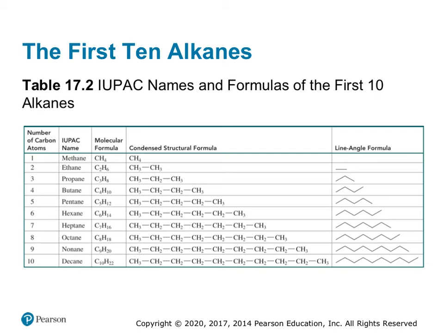Looking at the condensed structural formula, notice that the ends each contain 1 carbon surrounded by 3 hydrogens at each end, and the carbons in the middle, because they have a carbon on either side, there's only room for 2 hydrogens to make that total of 4 bonds. So there's CH2s in the middle and then a CH3 at the end. Over here is what's called the line angle formula, and we'll talk a little bit more about that in just a little bit.